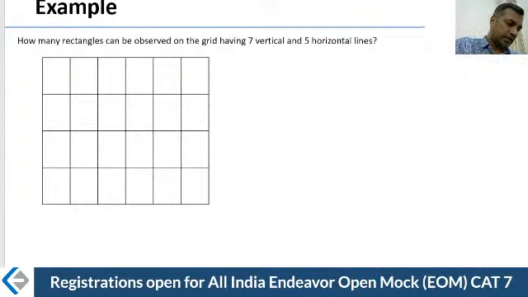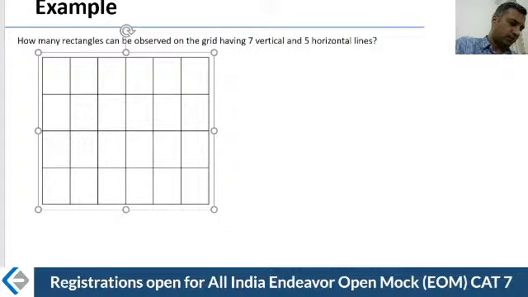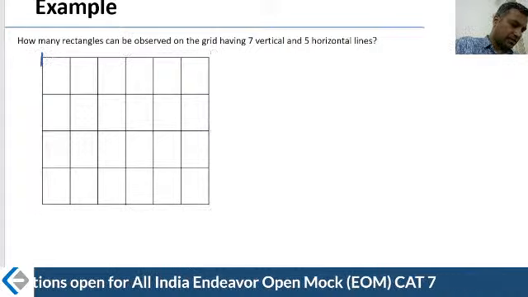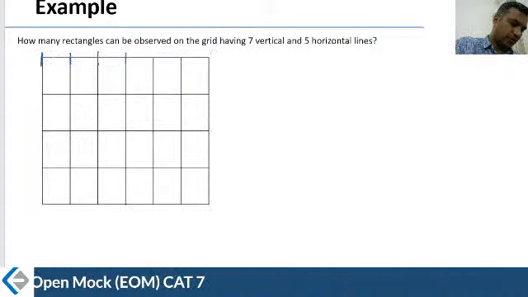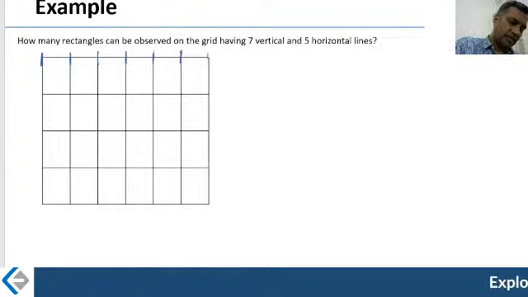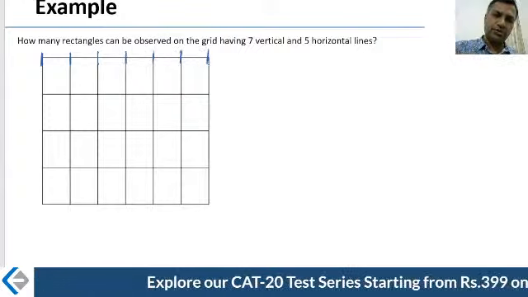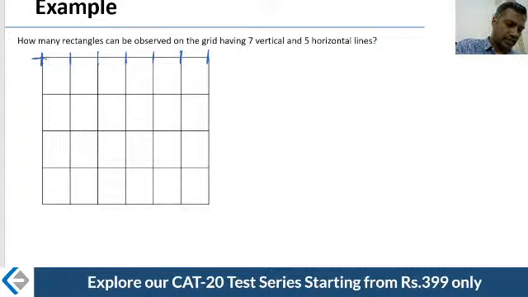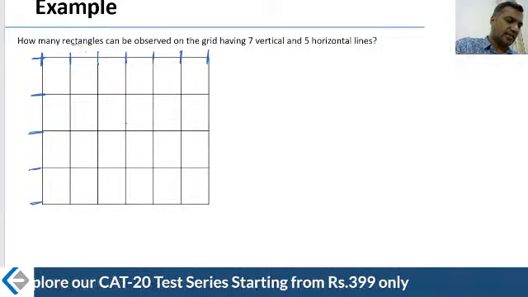There are 7 vertical lines. This is the first vertical line, second, third, fourth, fifth, sixth, and seventh. That's what the author means by 7 vertical lines. How many horizontal lines? First, second, third, fourth, and fifth: 5 horizontal lines. His question is how many rectangles can be observed?